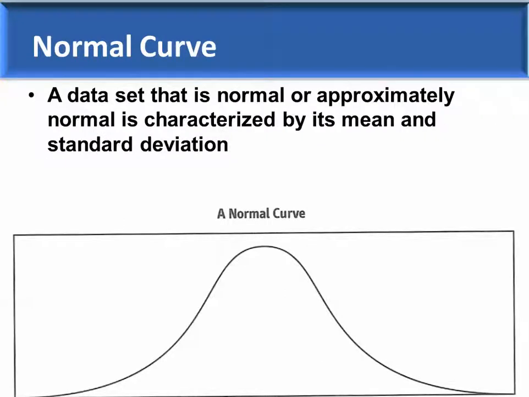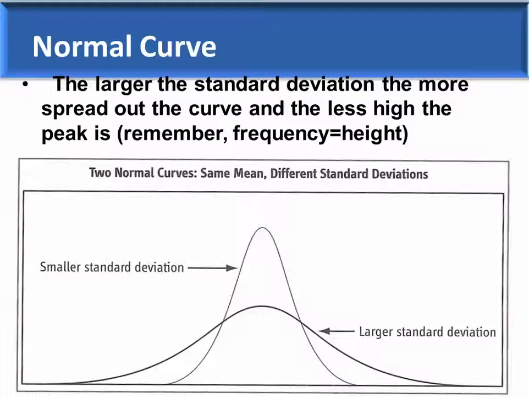And when we do have a data set that is normal or approximately normal, we can characterize it by its mean and standard deviation. What that means is, by just telling you what the mean and standard deviation of that data set are, you can actually graph the normal curve for that data. As we talk about standard deviations, the larger the standard deviation, the more spread out the curve and the less high the peak is. It's wider because there are fewer values in the middle and more values to the sides of the middle.